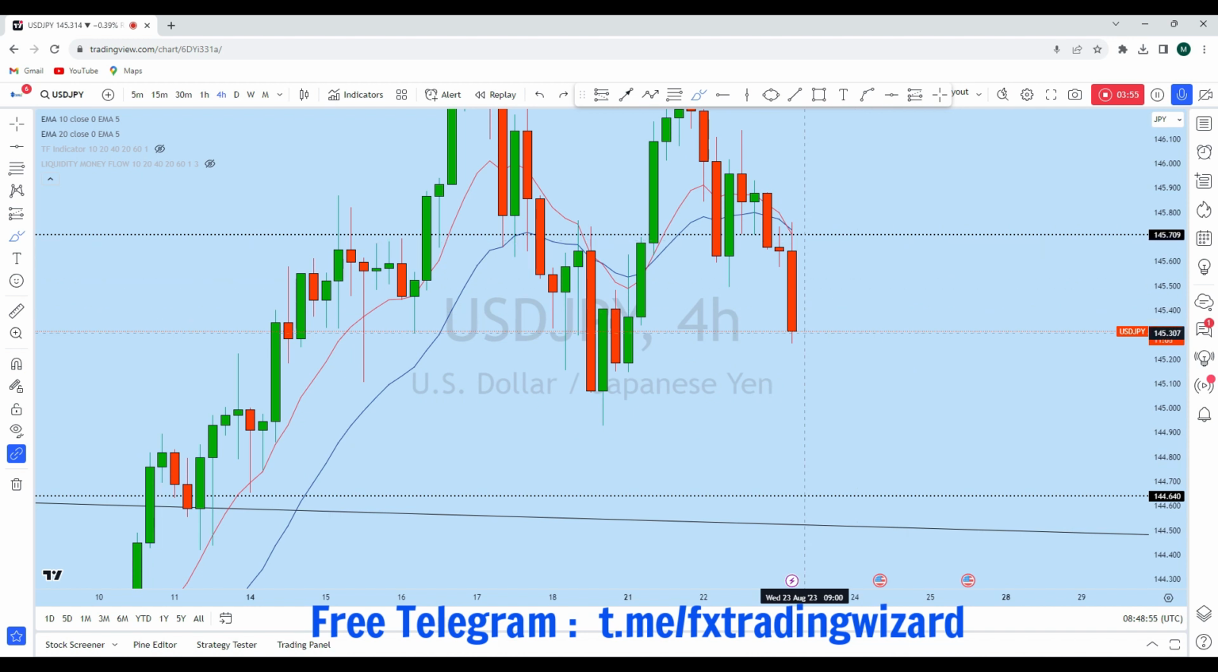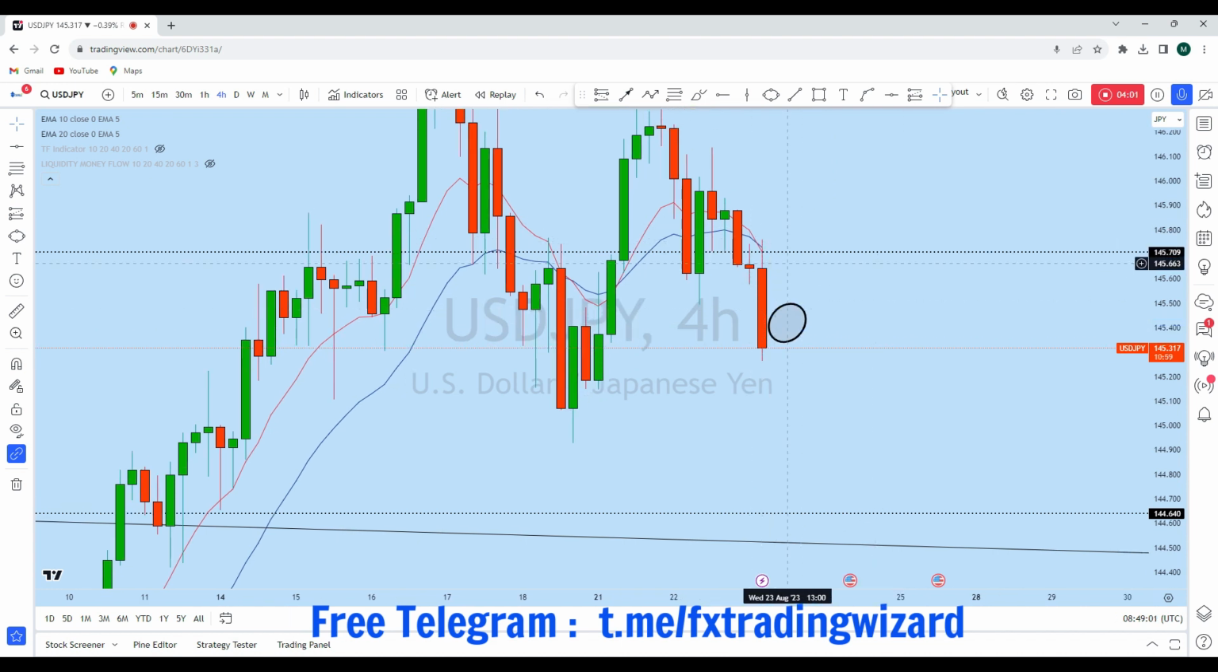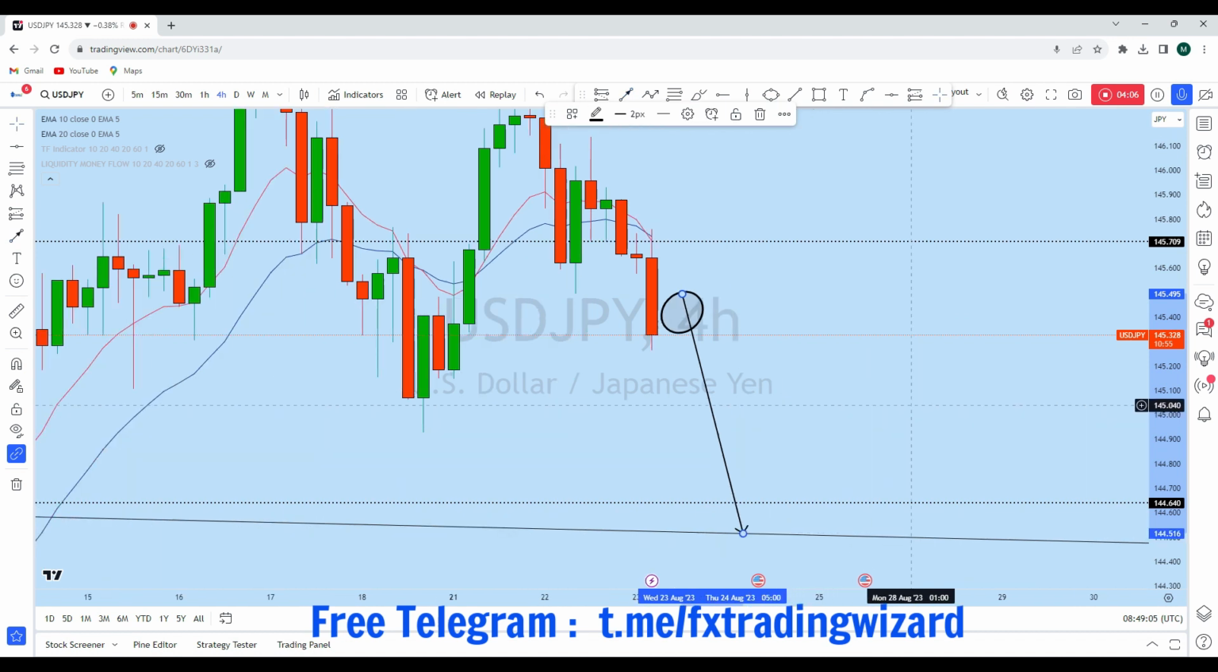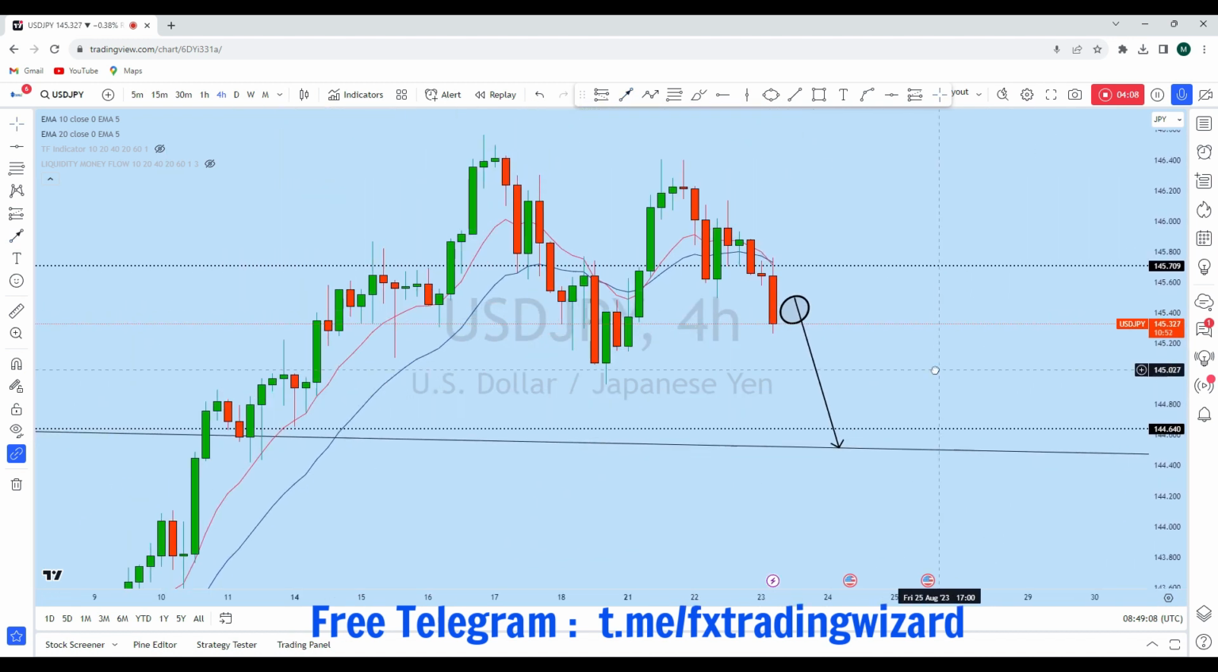So along this zone, as soon as we see dollar yen close this candle as a bearish candle with a liquidity grab, on the pullback we will consider going short on dollar yen for this potential move to the downside, with a high probability trade setup with our students.